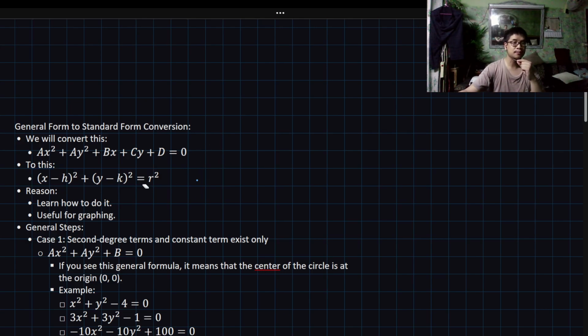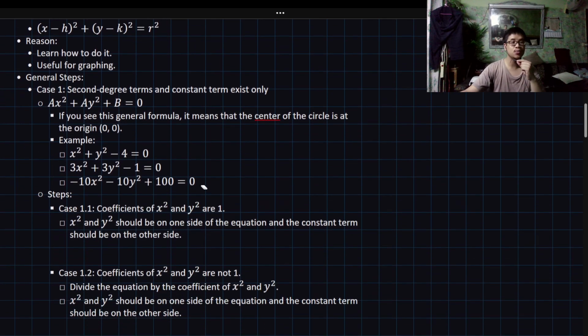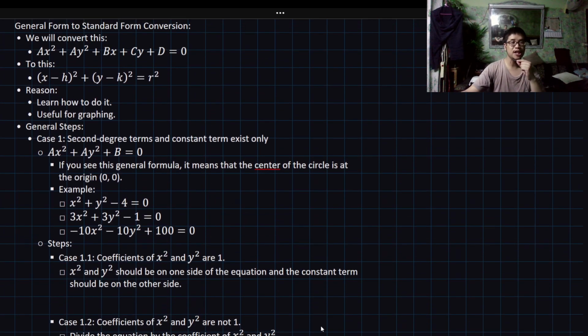So what are the steps? We have case one. What if your circle looks like this: ax squared plus ay squared plus b? Basically, second degree terms and a constant term exist only.